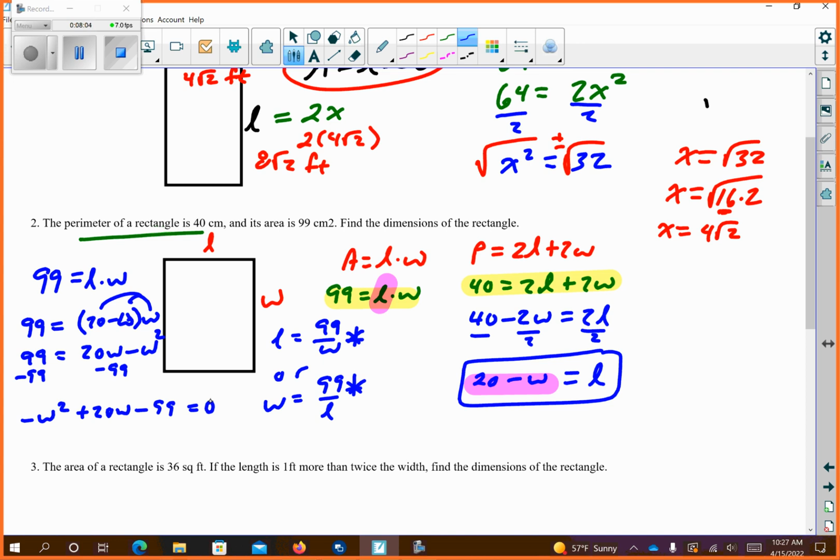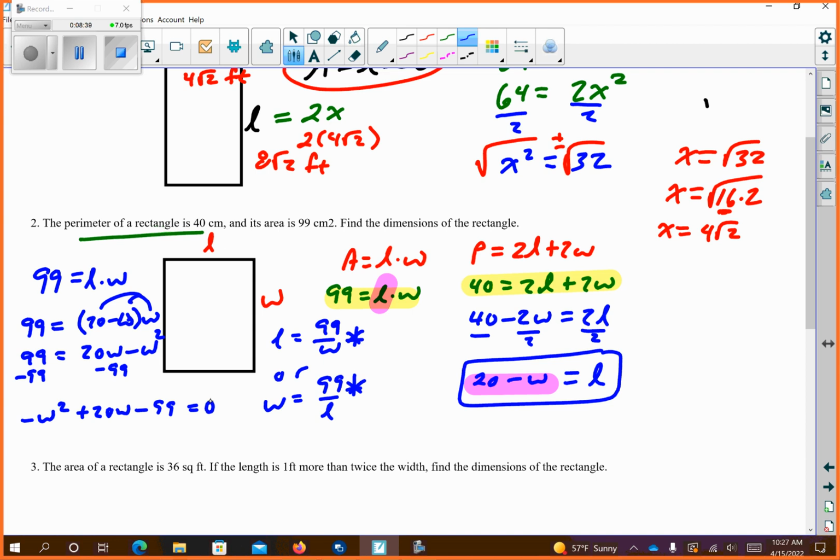All right, let's pause there for a minute and reflect. We agree that area equals length times width. We agree, I hope, that perimeter equals 2L plus 2W. I modified what I knew. I could have plugged in 99 over W into the one equation, or I could have plugged 99 over L for W into the other equation. But I decided to solve for L on the perimeter equation. That seemed a little nicer.